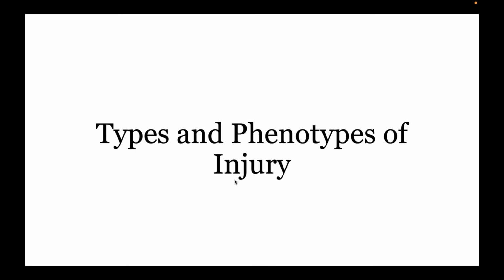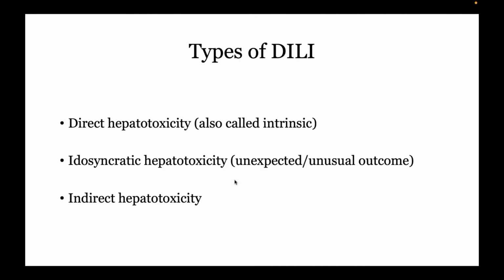So let's talk about the types of drug injury, and then we'll talk a little bit about the clinical phenotypes. When you think about drug-induced liver injury, you can think about it in a couple of ways, but this is one of the important ways. You can imagine that the drug itself may have a direct hepatotoxicity on the hepatocyte. And this can also be called intrinsic hepatotoxicity of the drug itself.